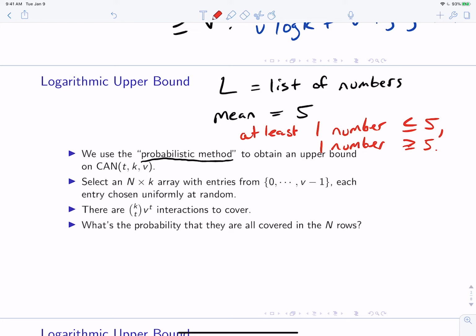And you may think, okay, well, that's pretty simple. That's not really something that can be really used here. So it turns out that we can use this really, really well and get an actual upper bound on the size of covering arrays, just from this fact alone, which is pretty amazing. So how does the probabilistic method work?